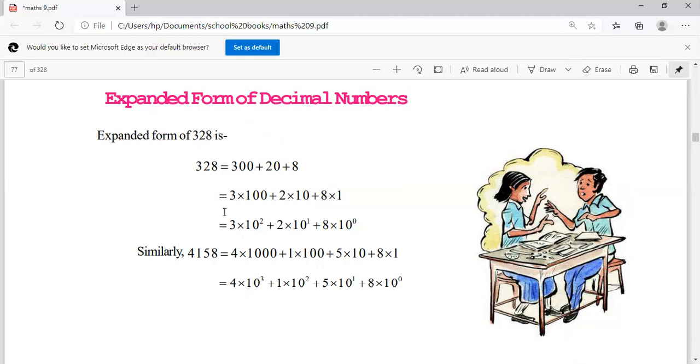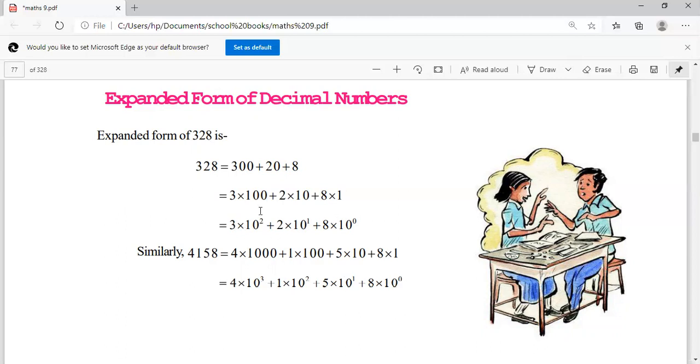Okay, here 328 is written. So in the expanded form, how can you write 328? You will write 300 plus 20 plus 8. Okay, so 3 is multiplied by 100, then only you have got 300. So you have to write the 300 as 3 into 100, plus the 20 part as 2 into 10, and the 8 as 8 into 1. Okay, so you can write it as 3 into 10 square, 2 into 10 to the power 1, 8 into 10 to the power 0. This will be your final answer.